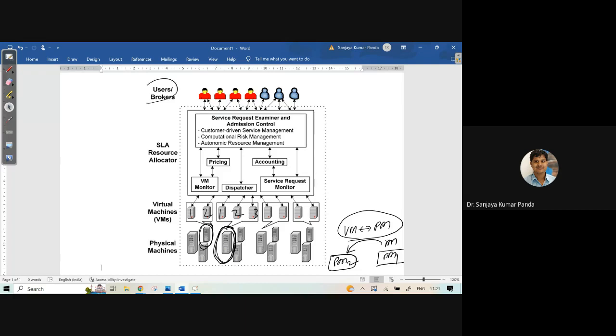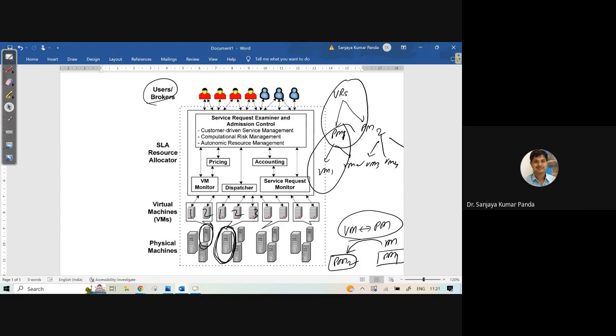Again, if you come to the user perspective, these are nothing but user requests, let's say URs. Mapping of these URs to the physical machines, say physical machine 1 or physical machine 2, where you have virtual machine 1, virtual machine 2, here virtual machine 3, virtual machine 4, and virtual machine 5, is really challenging. Mapping of URs to physical machines is a problem. Mapping of physical machines to virtual machines is also a problem.